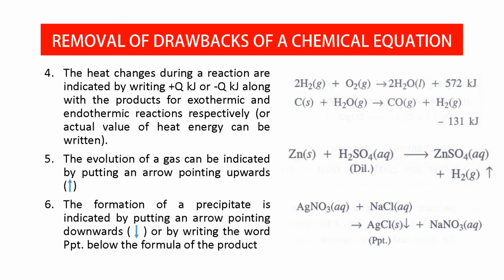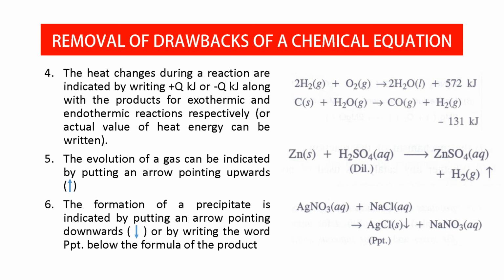Then we come to the fifth point. The evolution of gas can be indicated by putting an arrow pointing upwards. If you see an arrow pointing upwards in any reaction, it means the liberation or evolution of gas. In this example, zinc plus H2SO4, below H2SO4 you can see DIL written. It means it is dilute H2SO4. DIL is the short form of dilute, and H2SO4 is an aqueous solution, with zinc in solid state.